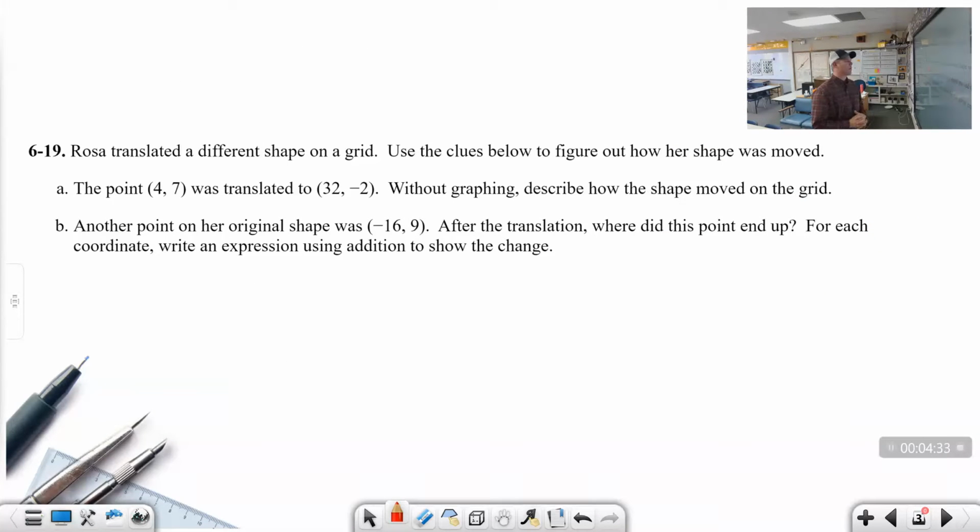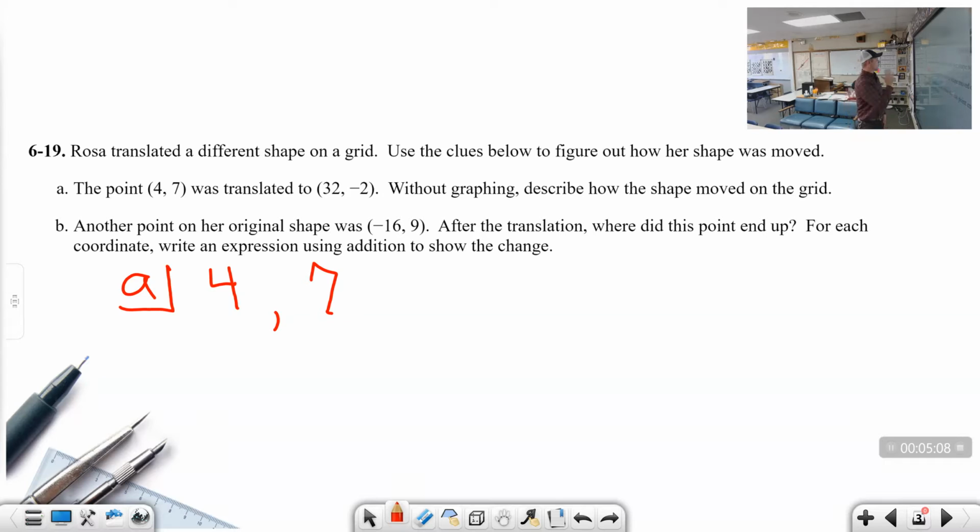Rosa translated a different shape on a grid. Use the clues below to figure out how her shape was moved. She had a point, this is A, at 4, 7. Now I want you to notice this is very similar to like 2nd, 3rd, 4th grade math when we're adding really large numbers and you have to pay attention to place value. 1's place, 10's place, hundreds place, and so on. It's very similar to that, except we're paying attention to the X column and the Y column. That's what we're doing here.